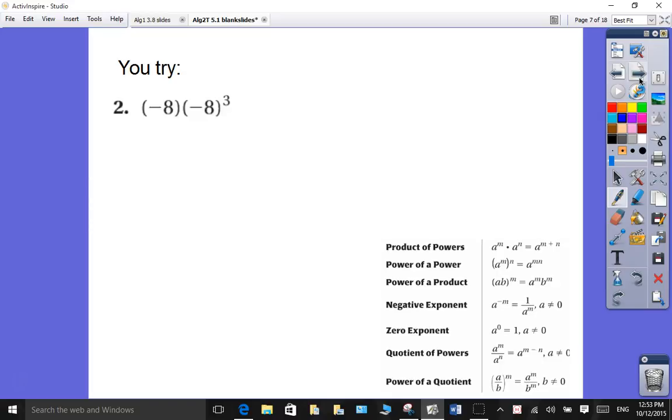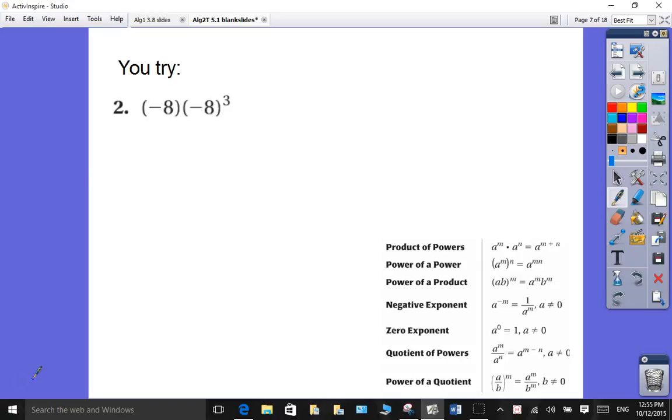Okay, try that one. So what property do you have to start with here? Say again? Product of powers, the first one. How many of you tried to multiply negative 8 times negative 8 here?